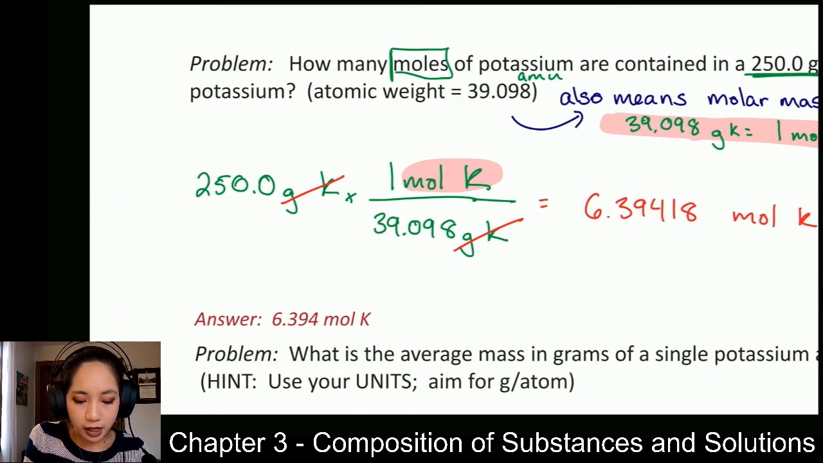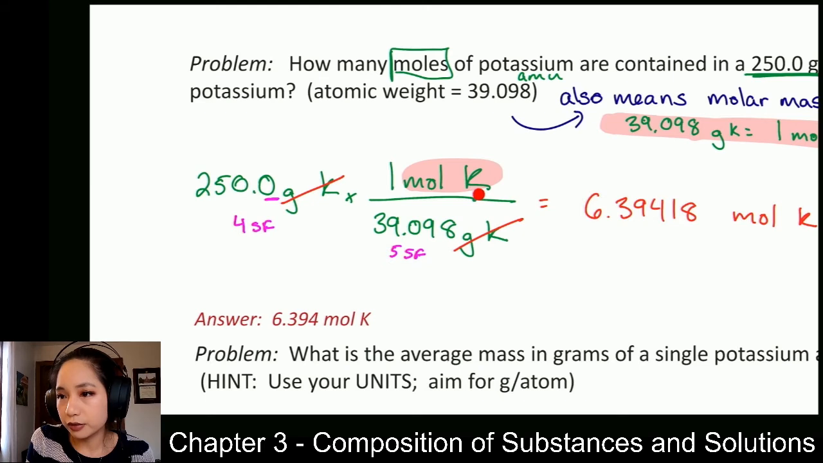So if we look at these numbers, 250.0 has 4 sig figs. 39.098 has 5 sig figs. And this 1 mole of potassium has an infinite number of sig figs. It's like 1.00000, like a counting number. So our answer will be limited by the 4 sig figs in the 250.0.